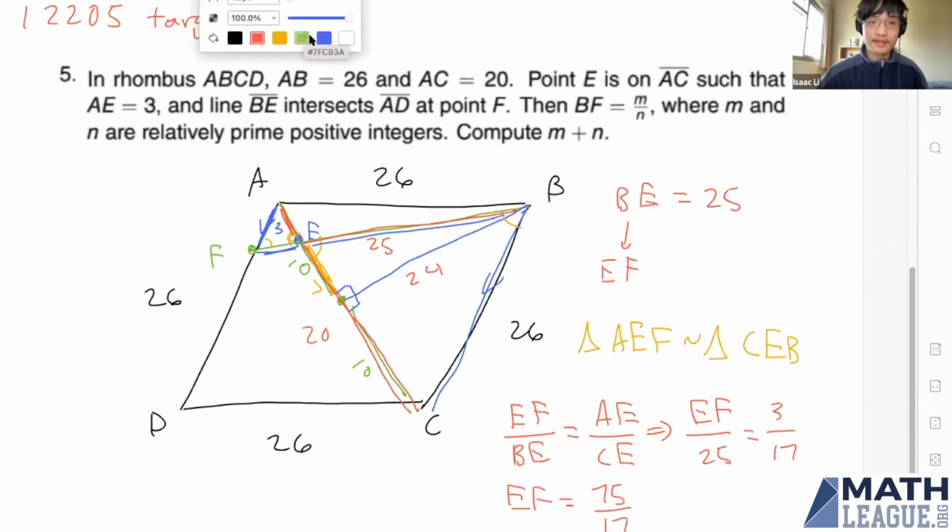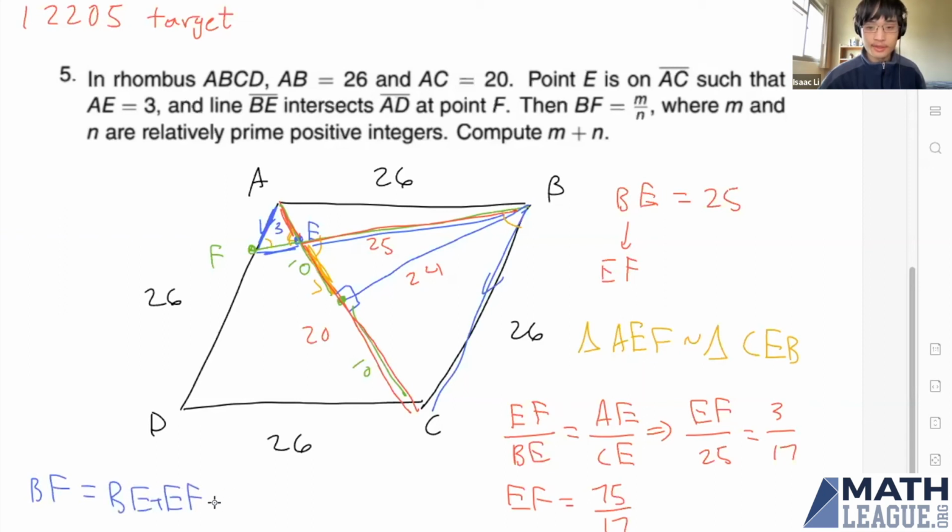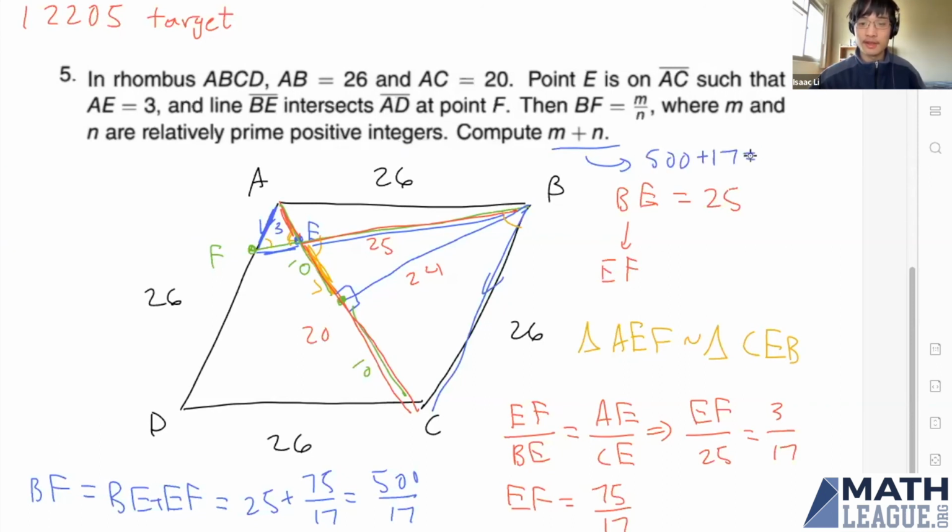Finally, we just add these together, BE and EF, in order to get the length BF. BF is equal to BE plus EF. It's equal to 25 plus 75 over 17, which is equal to 500 over 17. And we want to compute the sum of numerator and denominator. This is 500 plus 17, which is equal to 517.